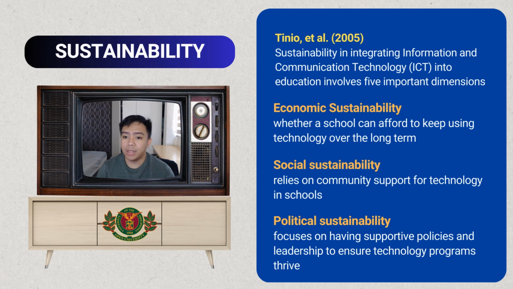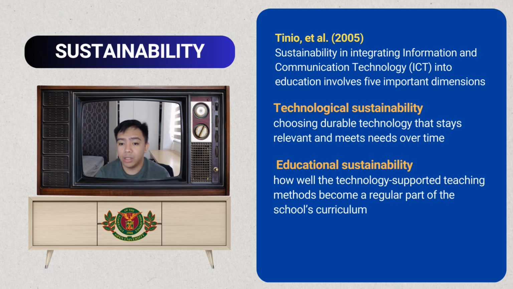Social sustainability talks about relying on community support for technology in schools. We have political sustainability, involving supportive policies and leadership to ensure the technology programs thrive. Then we also have technological sustainability, meaning is the technology durable enough to stay relevant and meet the needs over time? And then we have educational sustainability. It looks at how well the technology-supported teaching method becomes a regular part of the school's curriculum, or does it easily become outdated? All these dimensions help ensure technology in education is a lasting investment, not just a short-term experiment.